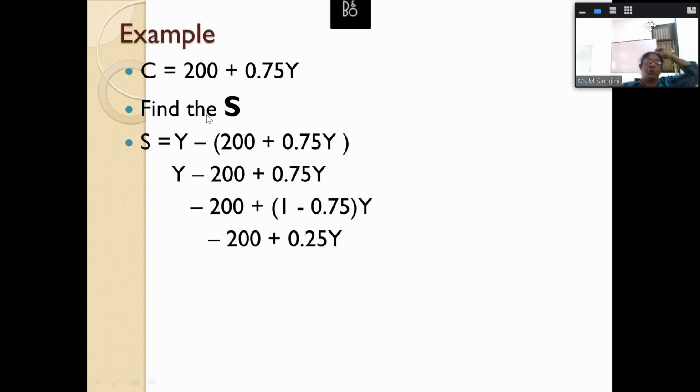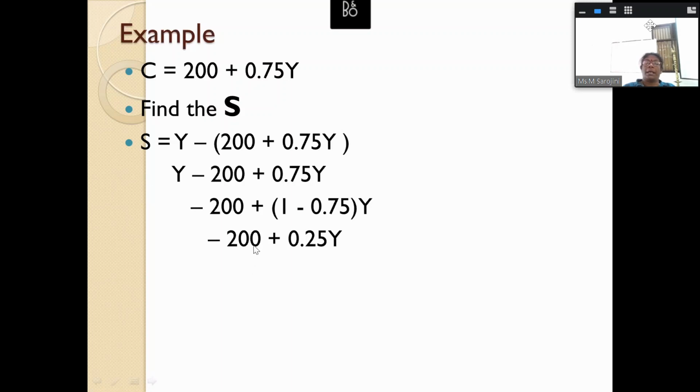Here, you know that S is equal to Y minus C. The C is given as 200 plus 0.75Y. Once we open the bracket, you get Y minus 200 minus 0.75Y. Here the minus 200 is there. We can take Y as common, and the balance is 1 minus 0.75. Once we subtract 0.75 from 1, you get 0.25Y.